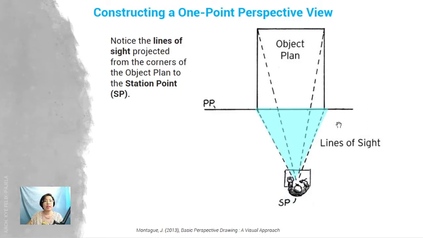Itong triangle naman na naka-shade, these are the lines of sight from the corners of the object plan, itong dalawang corners na ito, going to the station point. So, mula kay observer, nakikita niya yung bounds nung itong side na to, which is parallel to him, or yung katapat niya. Makita niya na from here, sa sight lines niya, hanggang dito lang yung object doon sa picture plane. Kung mas malayo yan, liliit pa yung angle ng line of sight.